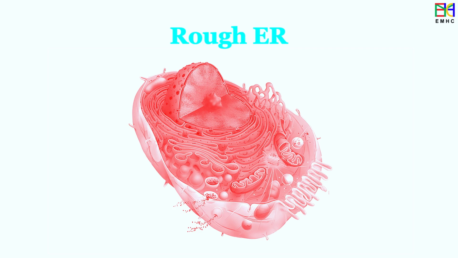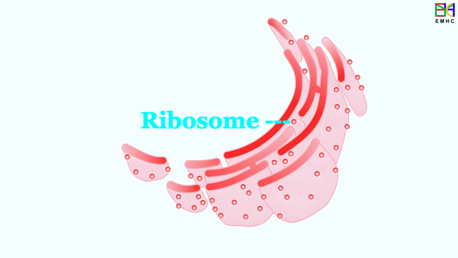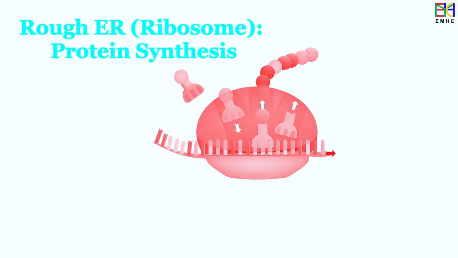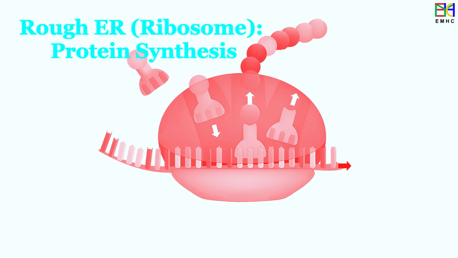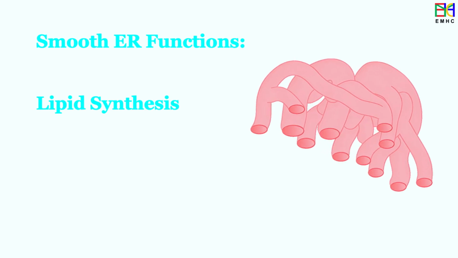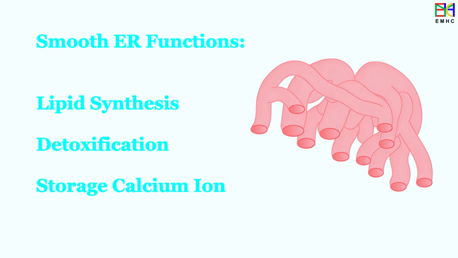Rough endoplasmic reticulum is involved in protein synthesis, where ribosomes translate mRNA into proteins that are then folded and modified within the endoplasmic reticulum lumen. Smooth endoplasmic reticulum, on the other hand, participates in lipid synthesis, detoxification of drugs and toxins, and storage of calcium ions.